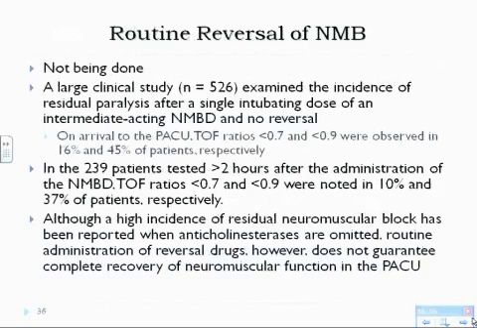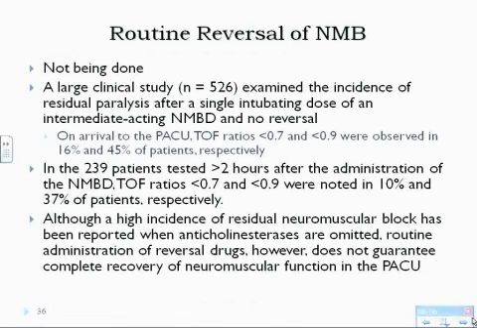Now, unfortunately, a recent study done in the United States showed that routine reversal is not being done. And it's actually pretty dangerous what's going on. A large clinical study of 526 patients examined the incidence of residual paralysis after a single intubating dose of an intermediate-acting neuromuscular blocker, given no reversal. On arrival to PACU, a train-of-four of less than 0.7 was found in about 16% of the patients, and less than 0.9 was found in almost 50%, or 45%, of the patients, which is a big concern.